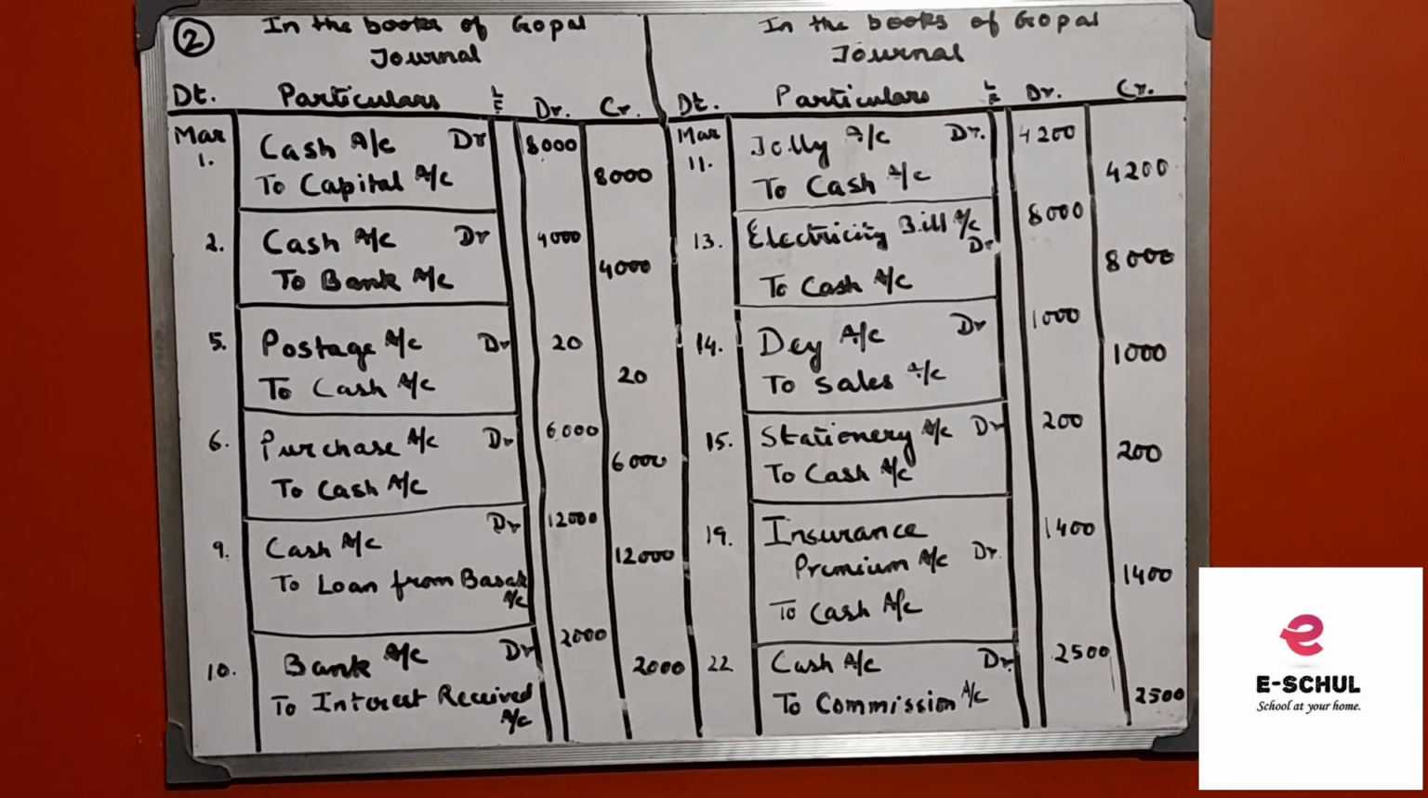Coming to the first part, I have written in the books of Gopal, which is the name of the owner. I hope you can find it in the PDF, sum number 2. Next, the second line is journal, then date column, particulars, ledger folio, debit column and credit column. Again in the second part, you will find the same format as in the books of Gopal. Okay, so I am done with the formatting part.